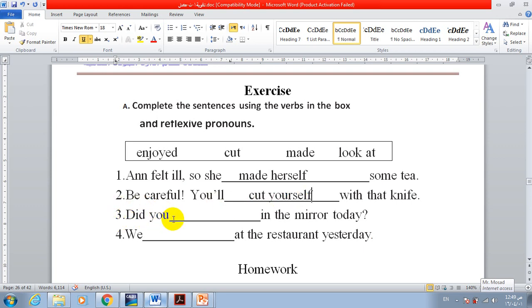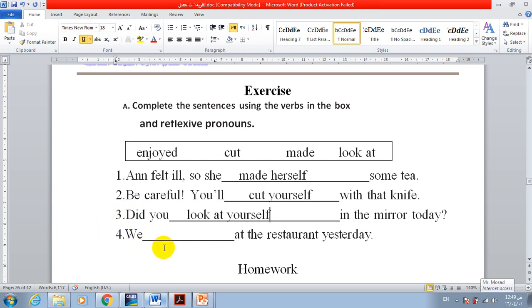Number 3, did you blank in the mirror today? What is the right answer and the right reflexive pronoun? Yes, the right answer is look at, and the right reflexive pronoun is yourself. So the sentence must be like this: did you look at yourself in the mirror today?